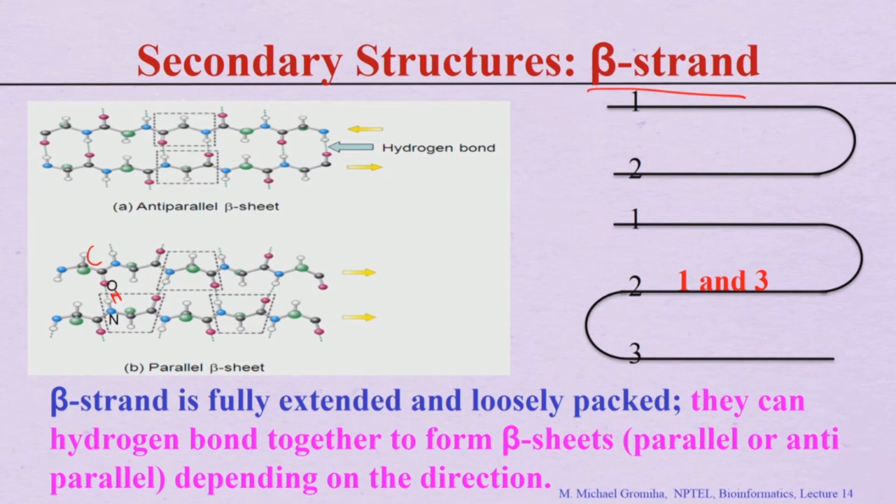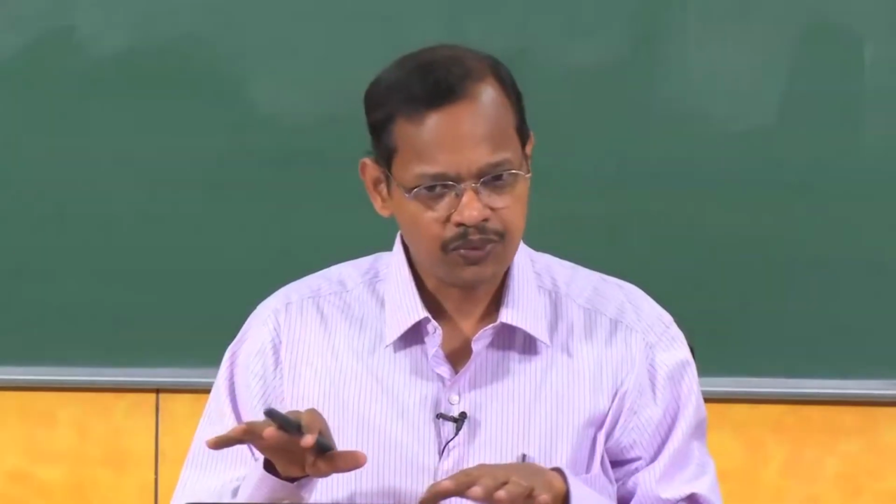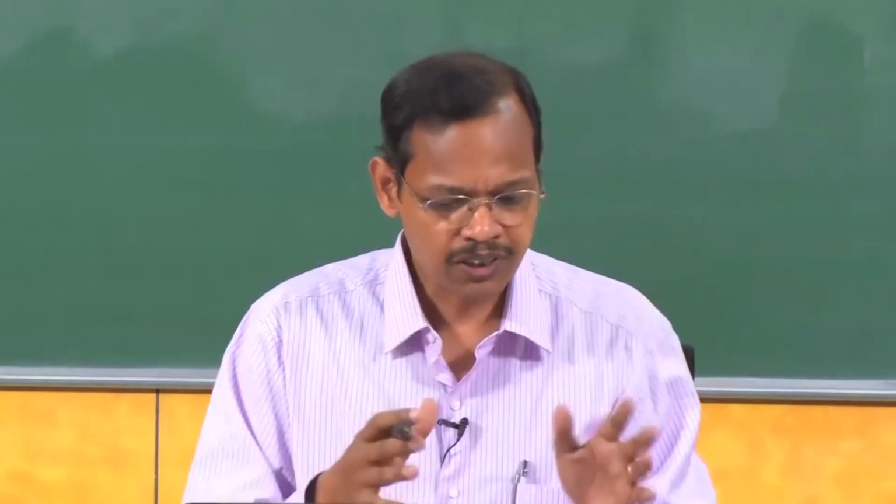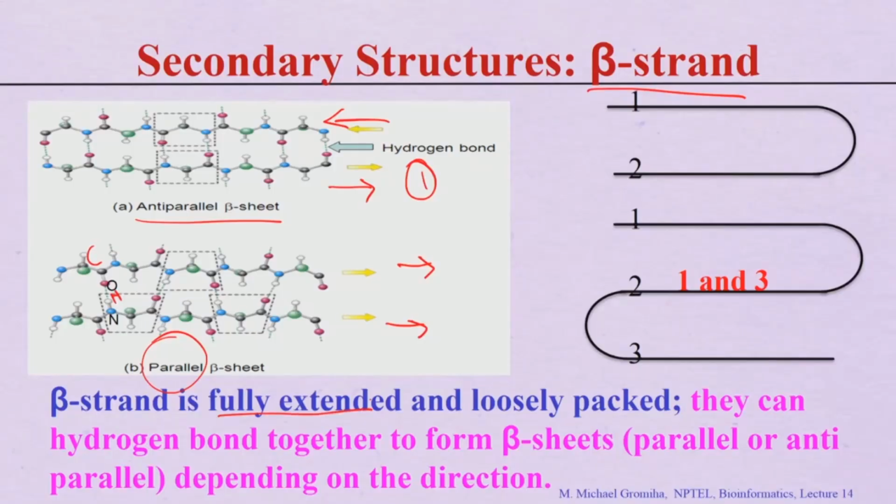Here I give two different examples. In the first, the chain goes in two different directions. One chain is going right to left and the second one is from left to right. In this case we call this beta sheet the antiparallel beta sheet. In the second example, the chain runs both from left to right, the same direction. With the same direction, this is called parallel beta sheet. If we compare the alpha helices and beta sheets, alpha helices are closely packed and the beta sheets are completely extended and loosely packed. They can form the hydrogen bonds together to form the beta sheets, either parallel or antiparallel depending on the direction.